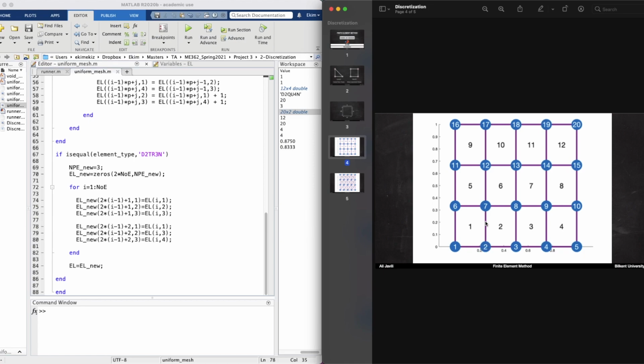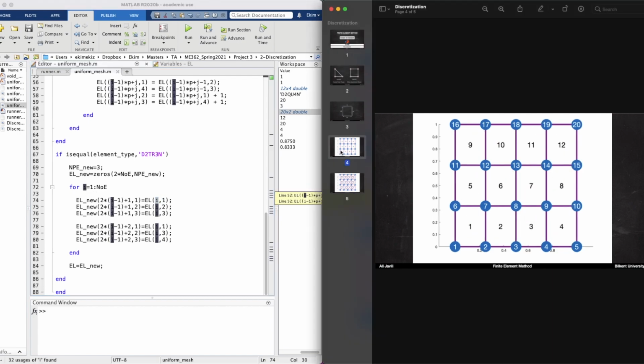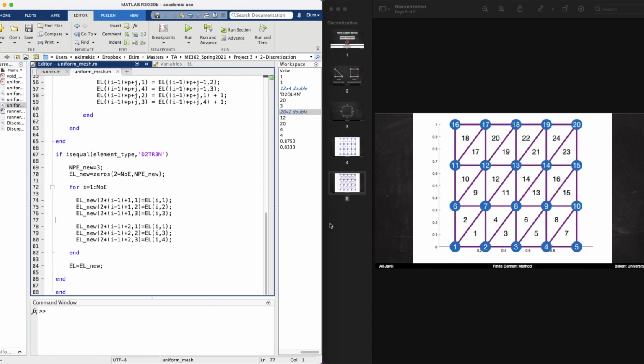So this was 1, 2, 3, 4. 1, 2, 3, okay. So the first node of our new element should be the first node of our old element. So i corresponds to the element we had originally, right? And the second node should be the second node of our old element. And lastly, the third node should be the third node of our old element, right? Because 1, 2, 3, 4. This is very straightforward.